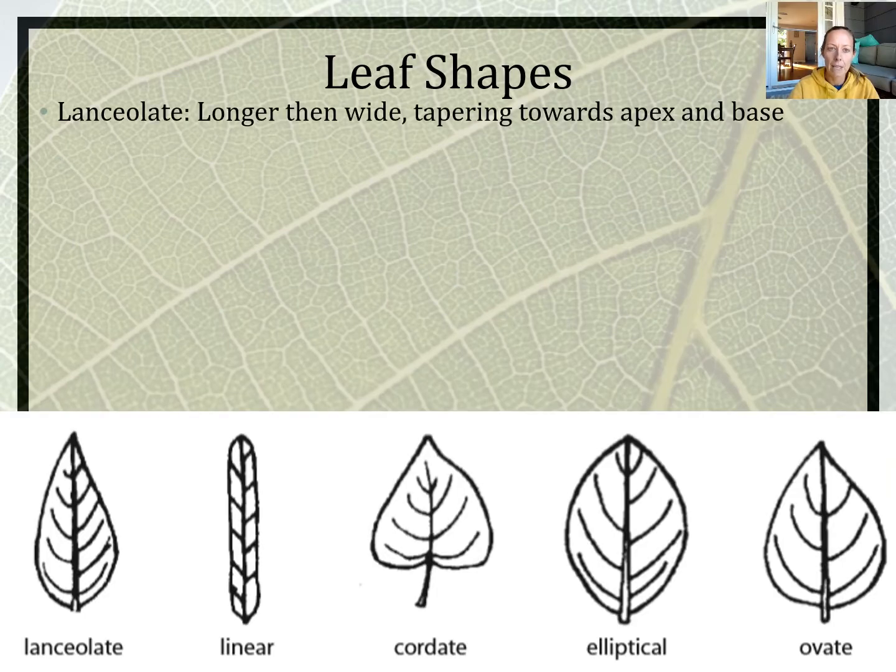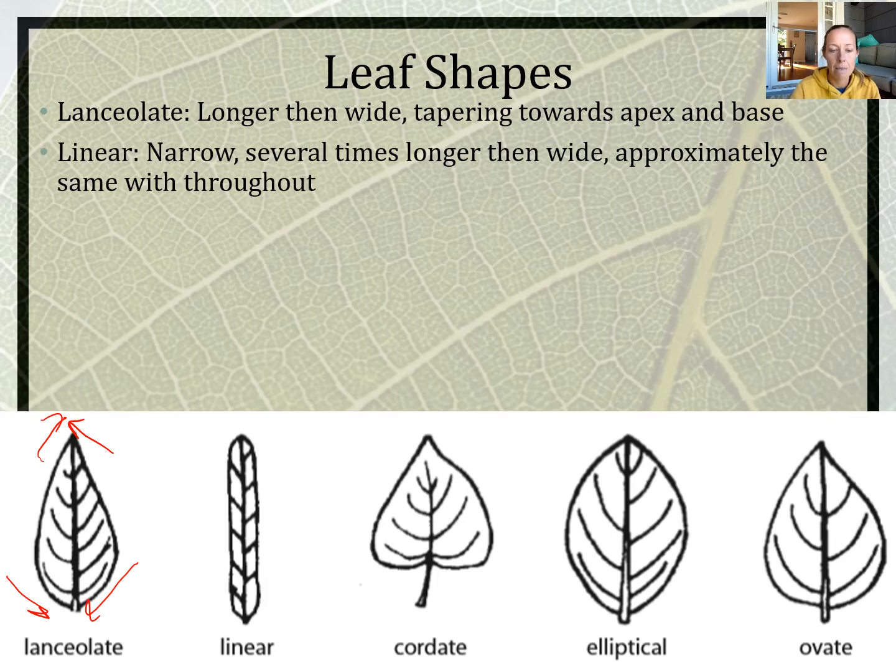Next, leaf shape. Your first one is lanceolate, which is longer than it is wide, okay? And it's tapered towards the apex and the base. So this part comes in, and this part comes in. The apex is the top of the leaf, and the base is the bottom. We're tapered towards the apex and the base.